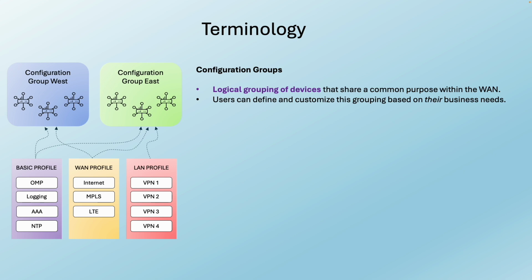Configuration groups are logical groupings of devices that share a common purpose within the WAN. The user defines and can customize this grouping based on the business needs. Grouping can be based on regions or function or size and so on.